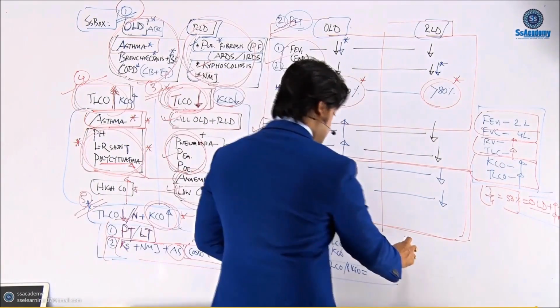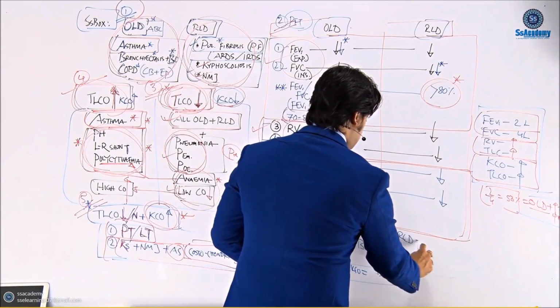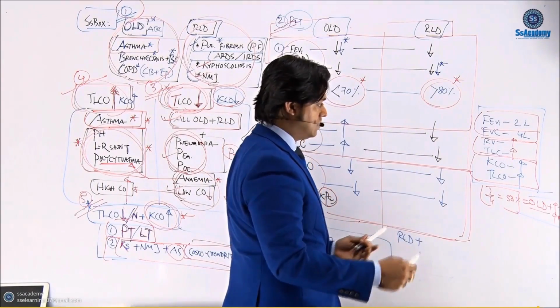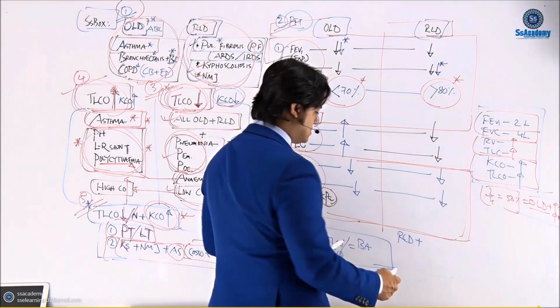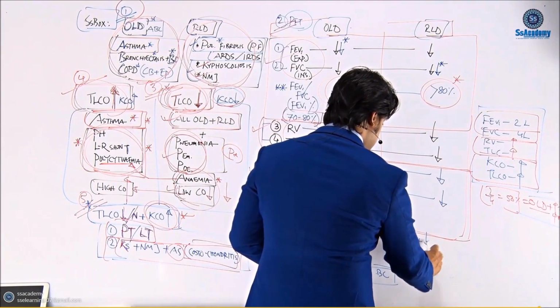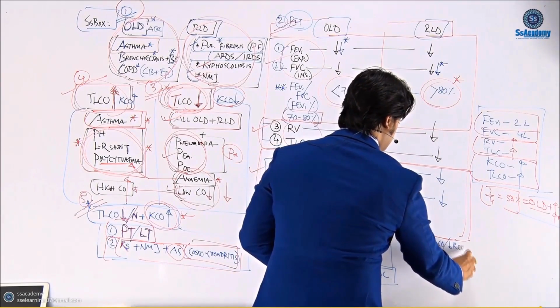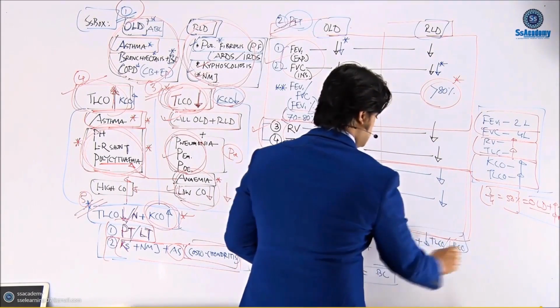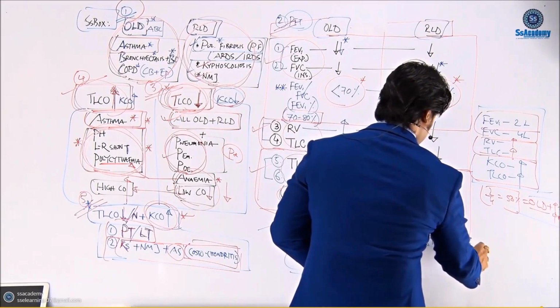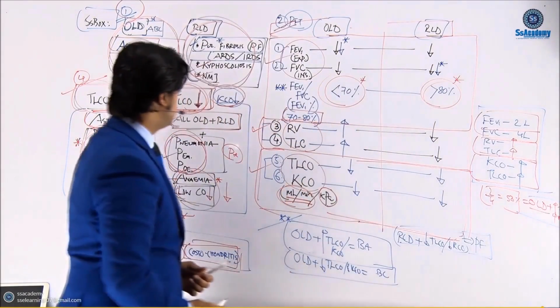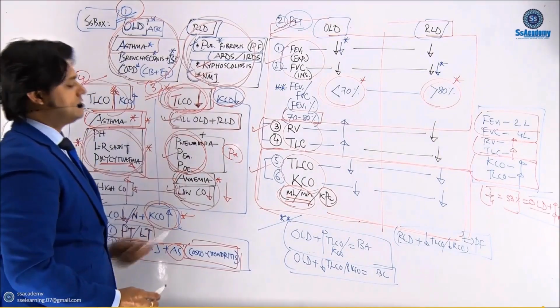Another box we can write: RLD based on FEV1/FVC ratio and also residual volume and TLC reduced. Reduced TLCO or reduced KCO, whatever, is nothing but pulmonary fibrosis. Yes, you see, pulmonary fibrosis.